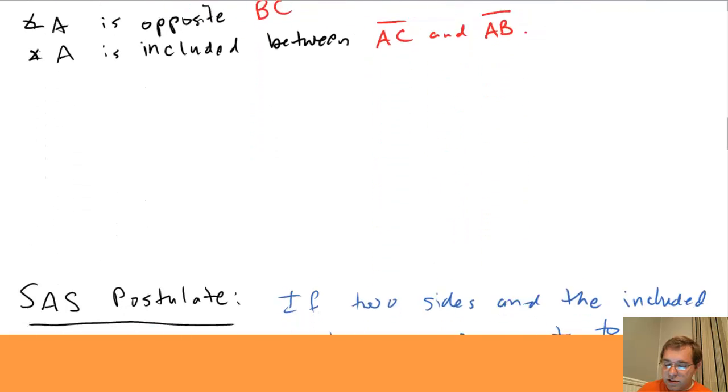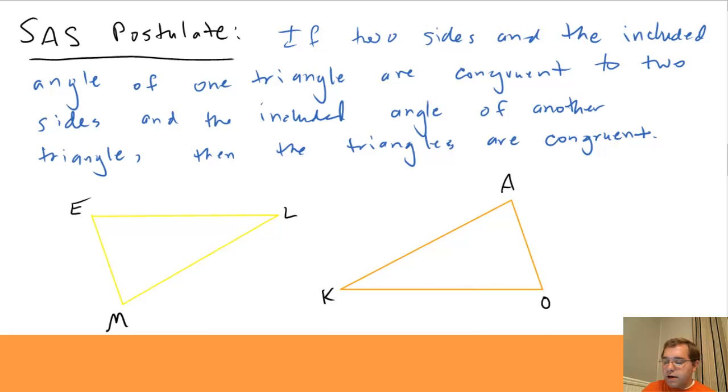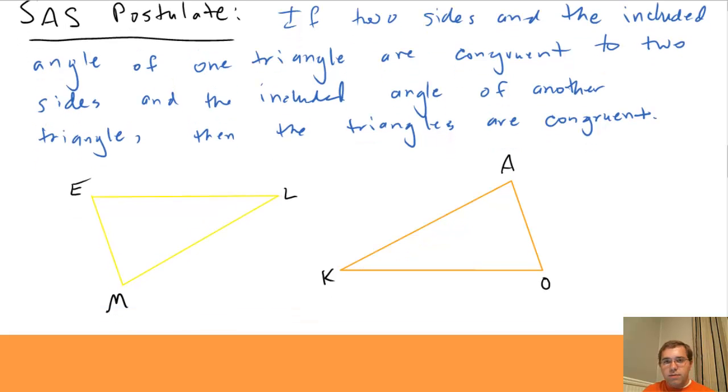So using that language, we have a second postulate. It's called SAS for side angle side. It says if two sides and the included angle of one triangle are congruent to two sides and the included angle of another triangle, then the triangles are congruent. So the first postulate we had said if we have all three sides corresponding to each other and congruent, then the triangles are congruent. This one says we don't need to know all three sides if we know two sides and the angle included by those two sides. So the angle that those two sides create, the angle between those two sides.